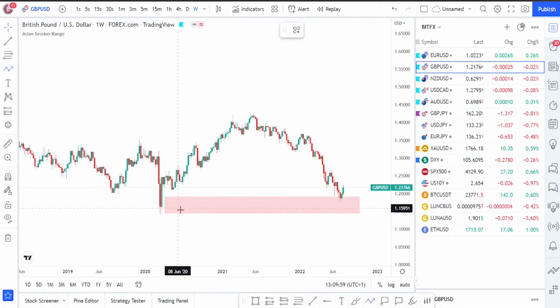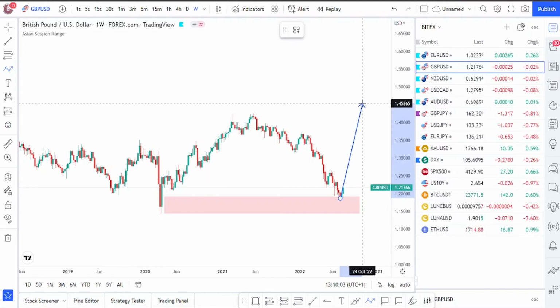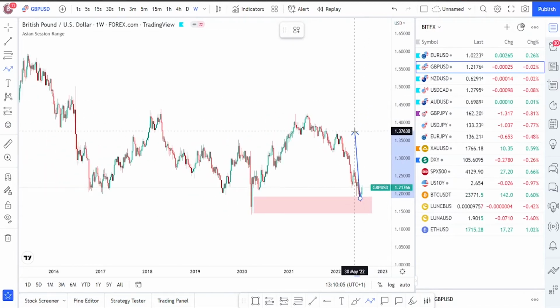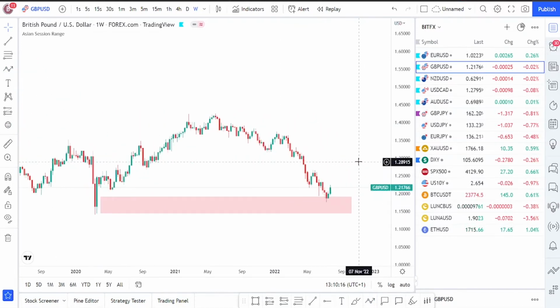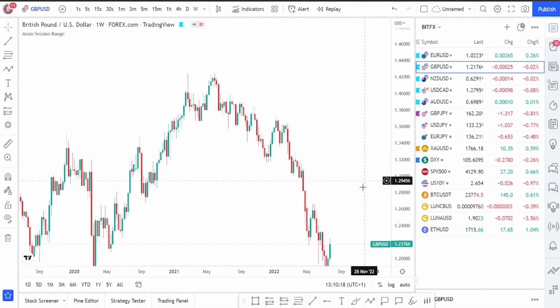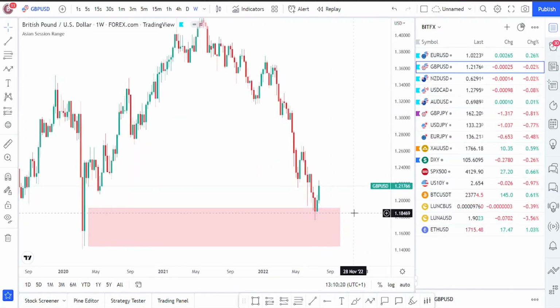Either this area of demand holds, and we continue up, making another higher high, which is like 1000 plus pip moves, multiple thousands of pips, or we can break this area of demand and then continue down. Now, from which areas could we see a reversal to the downside?